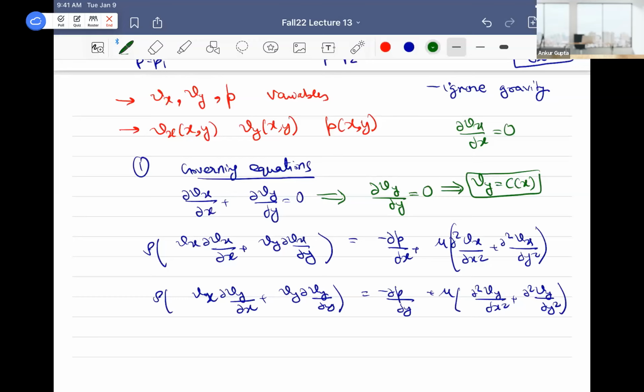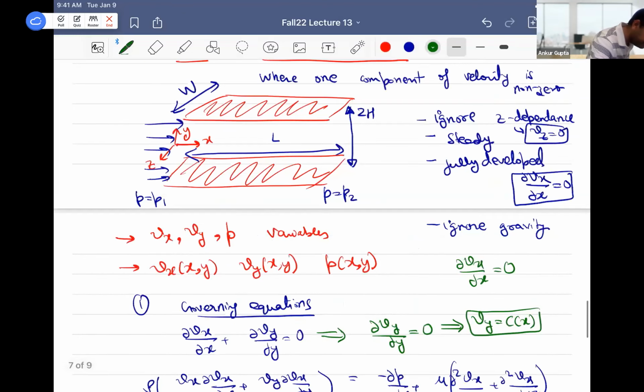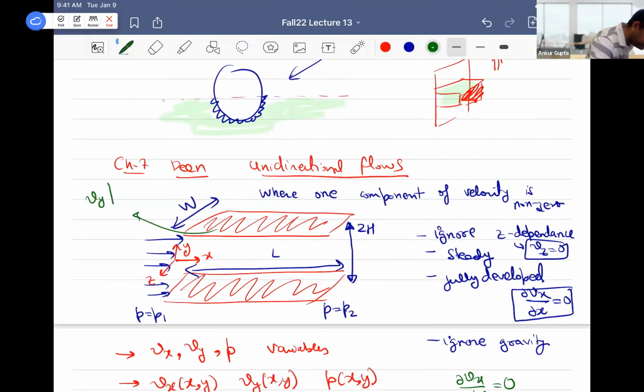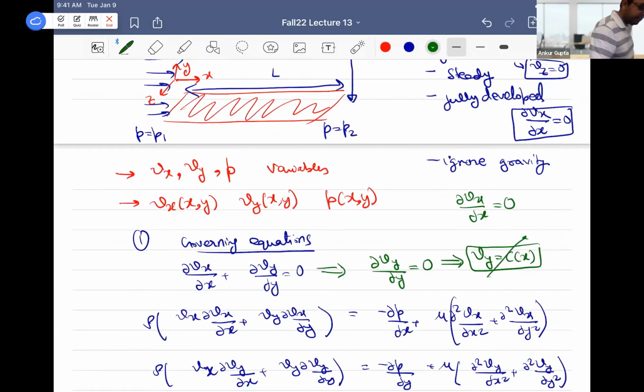So remember that this is a liquid-solid interface, so there is no penetration, right? We will have velocity in the y direction at y equal to plus minus h to be 0, right? No penetration, and that has to be true for all x values, by the way. So you can argue that this is equal to 0. Because of no penetration, I cannot have any velocity in the y direction.